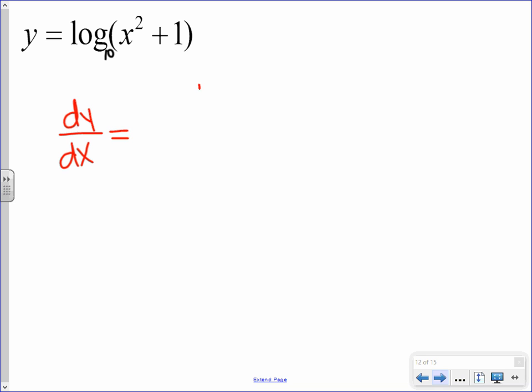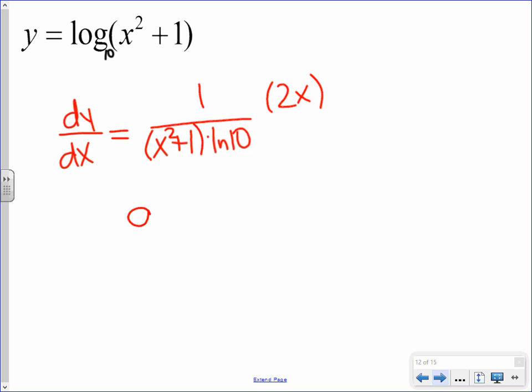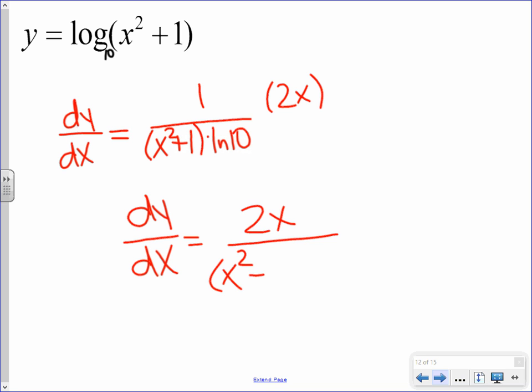we're going to take 1 over f of x, just like we do for natural log, but we have to multiply this by what? What'd you say? Natural log of 10, because that's our base, times 2x for our chain rule. So really we have dy dx is 2x over x squared plus 1 natural log of 10.